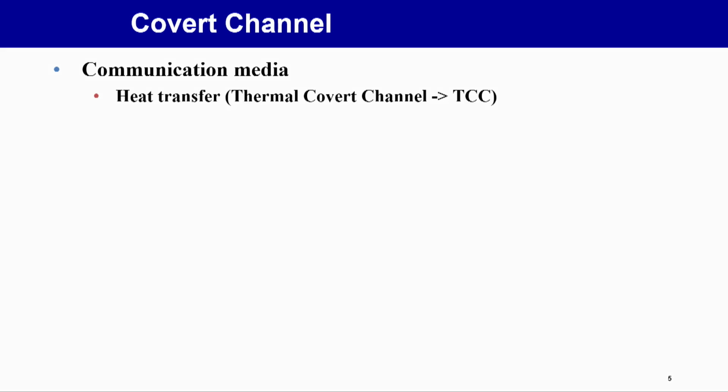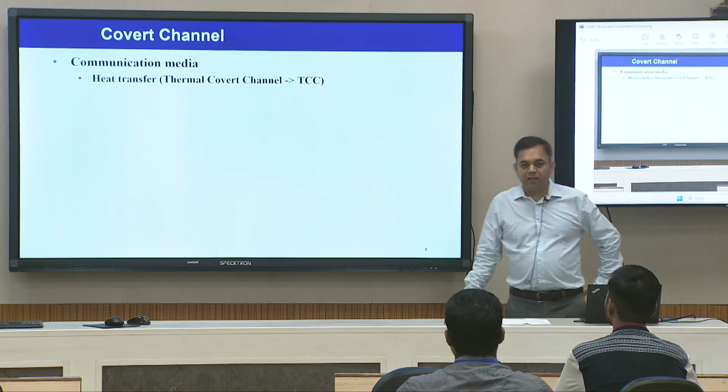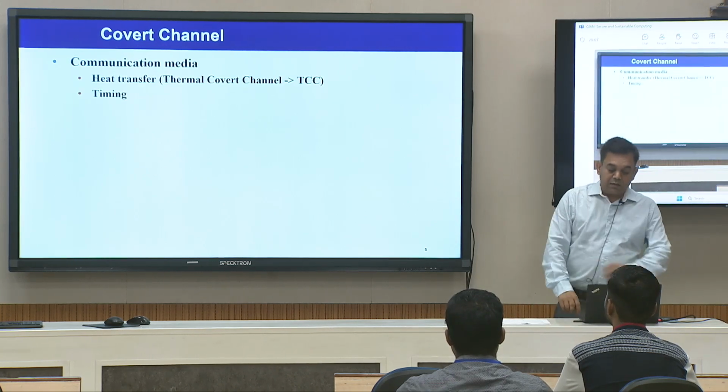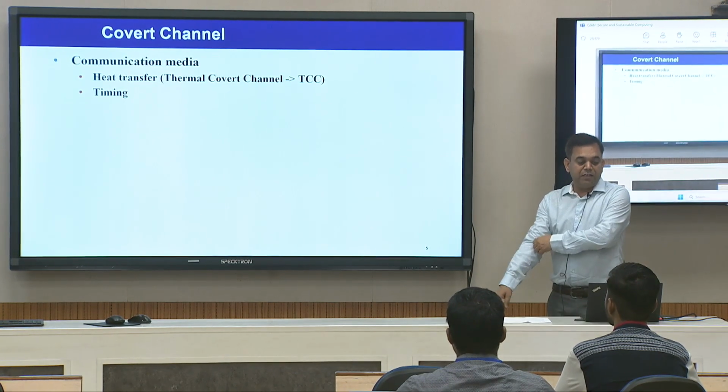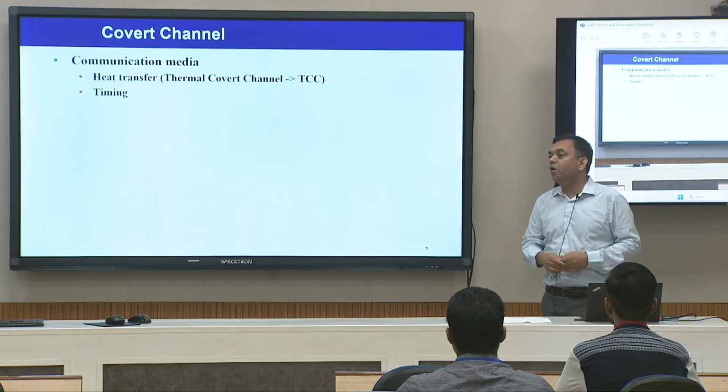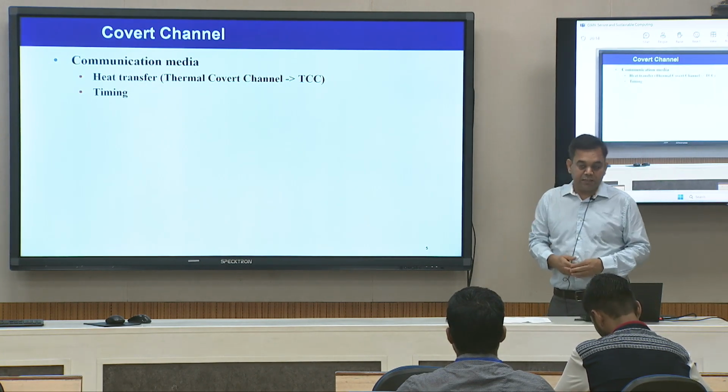Now let's look at covert channels a bit more. What is the communication media typically in these? We already have seen some. There could be heat transfer, like temperature transfer from one place to another. If it is temperature, we call this a thermal covert channel, short form TCC. Timing can be another communication media or another side channel property.